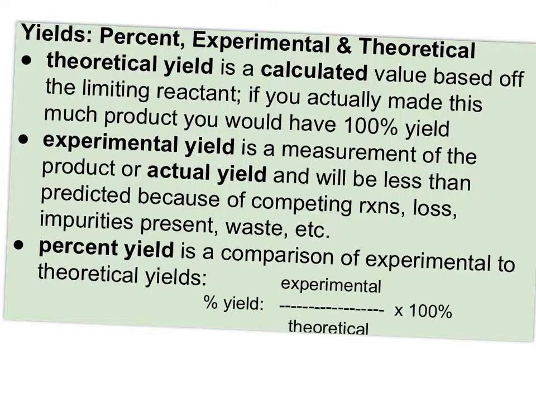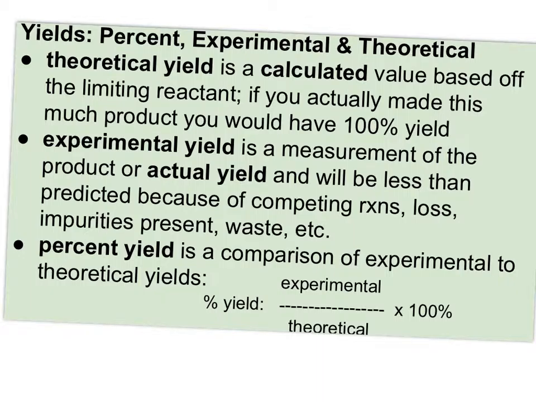So yields, there's percent yield, experimental yield, and theoretical yield. So far we've talked about theoretical yield, which is a calculated value based off the limiting reactant. And if you actually made that much product, you would have 100% yield, which doesn't happen. So the experimental yield is a measurement of the product you actually made. So it's also referred to as actual yield. It's the yield you get when you run the experiment, or the amount you actually get.